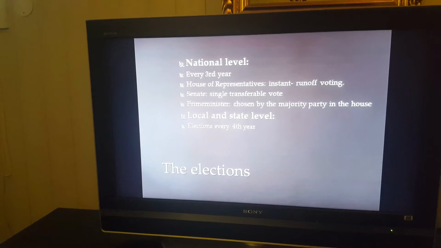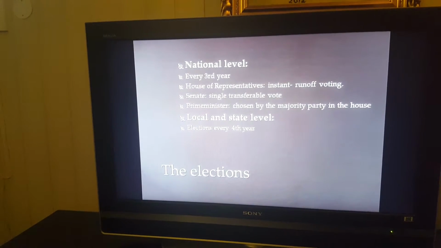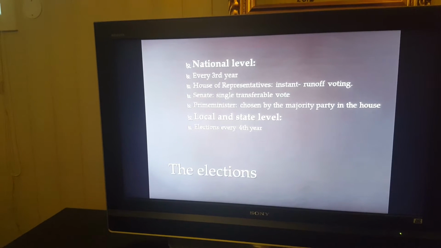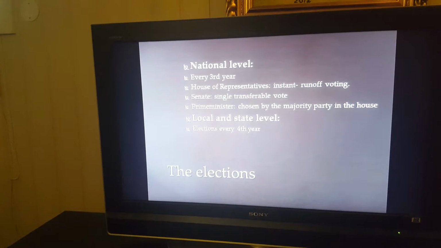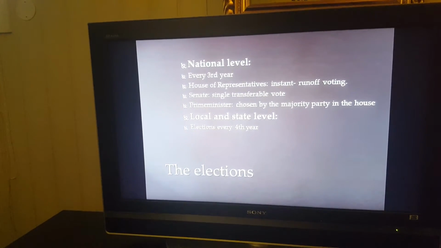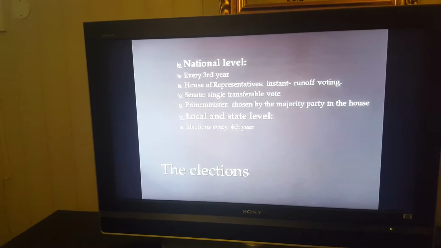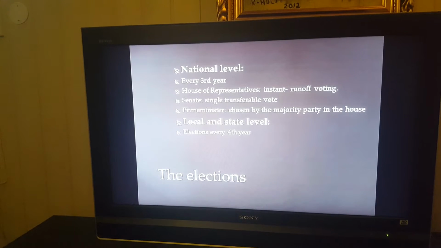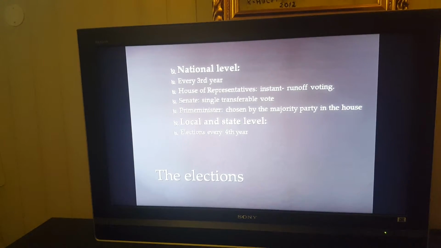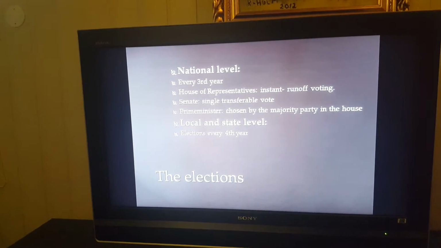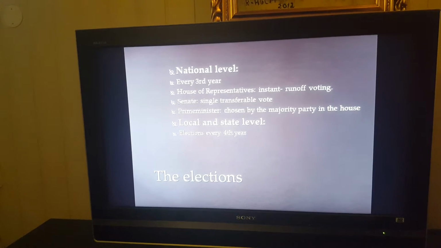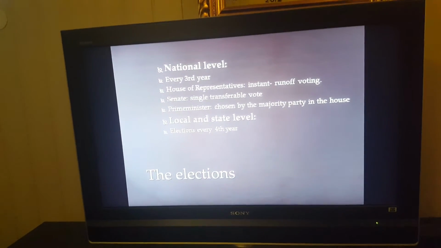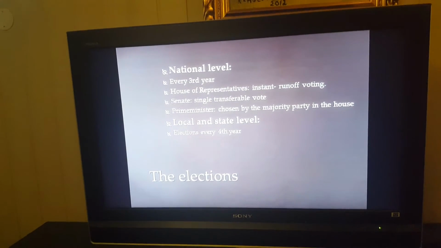There are two kinds of elections. There is the national level, when we talk about the federal government, and there's also the local and state level, when it's in each individual state. On the national level, there's an election at least every third year, and the Prime Minister can advise the Governor General to call an election of the House of Representatives at any time. But the election of the Senate can only be held within certain periods according to the Constitution.